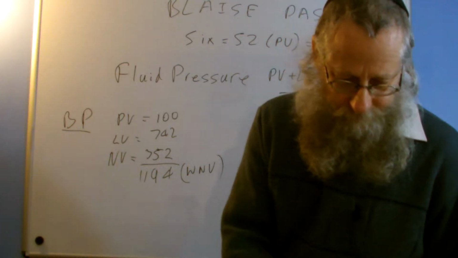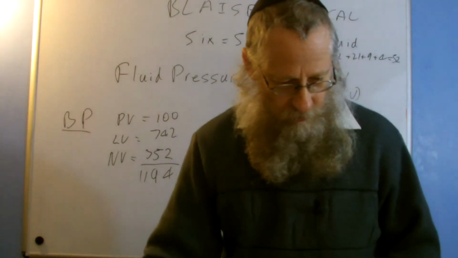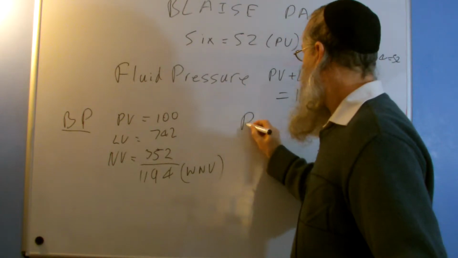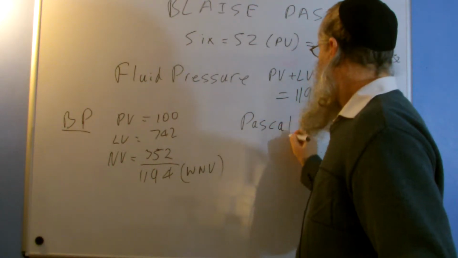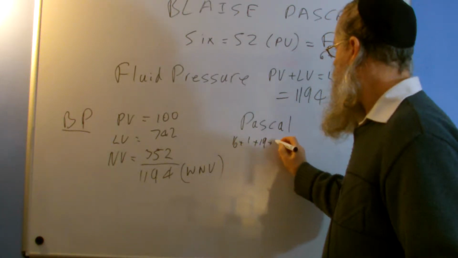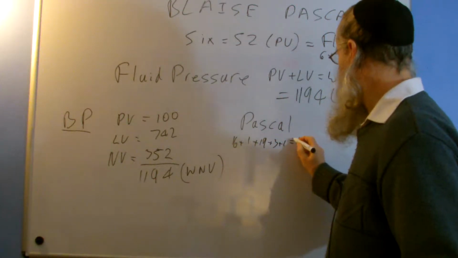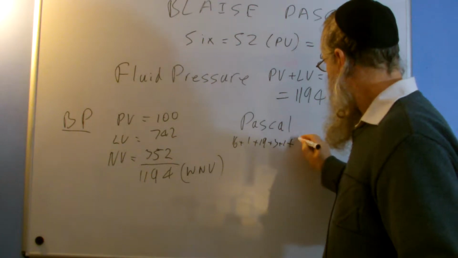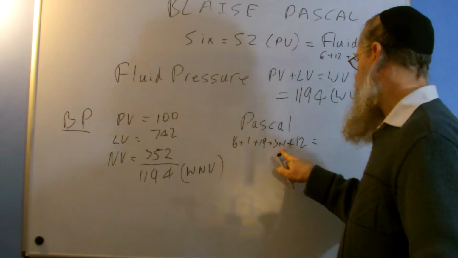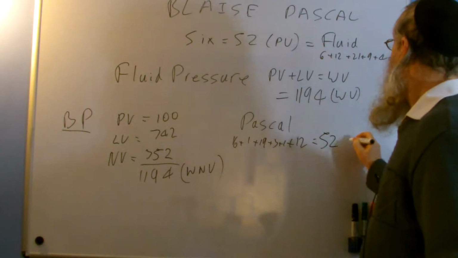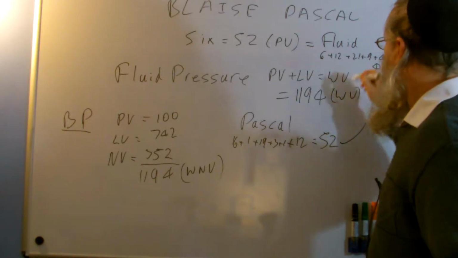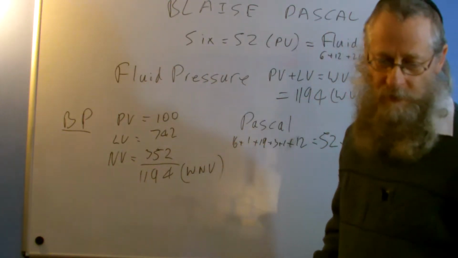So now, yes, I missed out that one. Pascal is 16 plus 1 plus 19 plus 3 plus 1 plus 12, and that's 20, 36, 39, 40, 52. So that is now connected to fluid again, and the number of letters in his name.